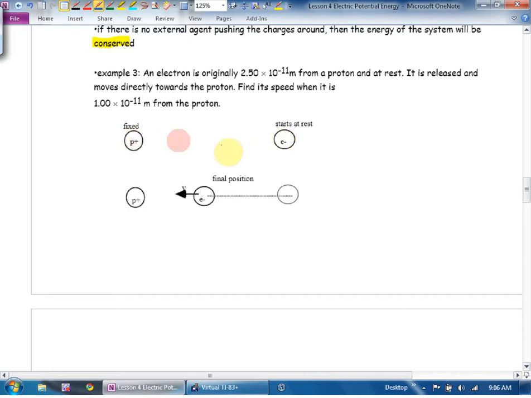Here's my question. As it's moving, it's speeding up. Find its speed when it's that far from the proton. Okay? Is this question talking about speed? Everybody say yes. Is there a change in height, think like gravity? Is it falling? This is actually a conservation of energy question. We're going to start out by going kinetic energy initial and potential energy initial equals kinetic energy final plus potential energy final.